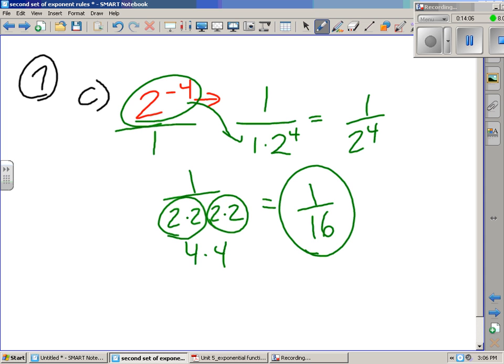Sometimes you'll be asked to leave it in exponential form, and that means that you leave it as 1 over 2 to the fourth. If you're asked to put it in standard form, it should look like this, 1 over 16.